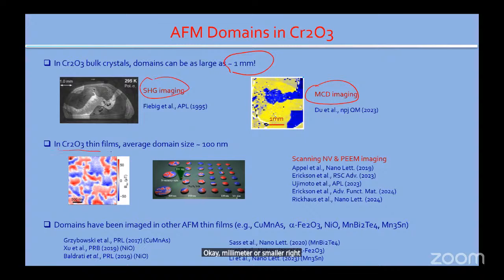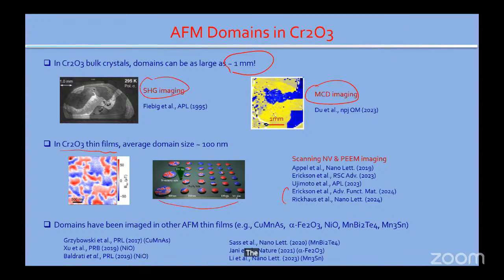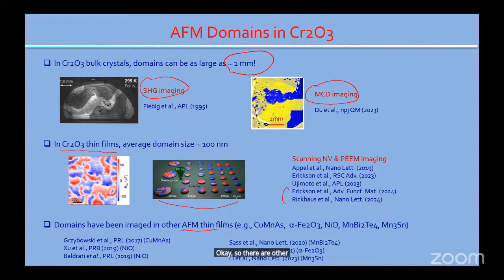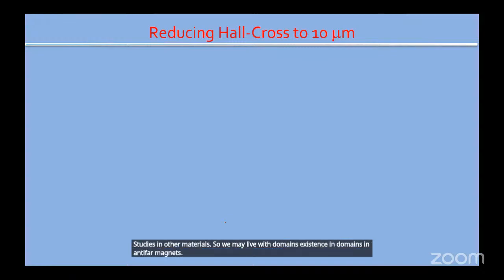So for thin films, there are recent studies, a couple of papers published just last year. This is a very interesting paper published by the Dresden group. They patterned structures of antiferromagnetic chromium oxide, showing very rich, fascinating domain structure. Okay, so there are other domain studies in other materials. So we may live with the existence of domains in antiferromagnets. This is something very different from what we imagined decades ago.